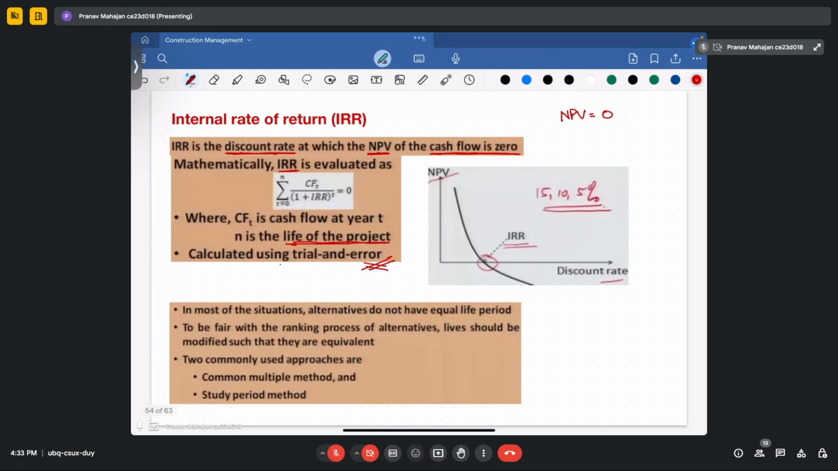Another thing we can use is the graphical method. How do you use the graphical method? You plot NPVs for different discount rates, that is 5%, 10%, 15%, 20%. Then you will reach a point. The point at which your NPV is zero, you call it the internal rate of return. Okay.